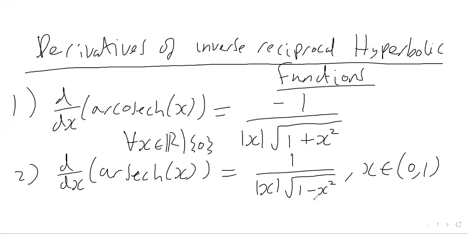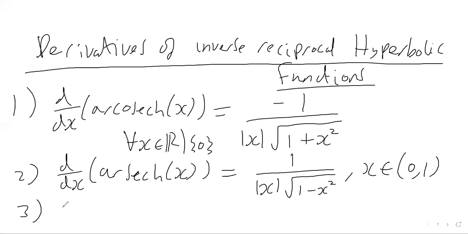And obviously, if x were equal to 1, then the derivative is not going to be defined because 1 squared is 1, 1 take away 1 is 0, square root of 0 is 0, and 1 divided by 0 doesn't exist. So that's why our domain of x values is between 0 and 1, not including 0 and 1.